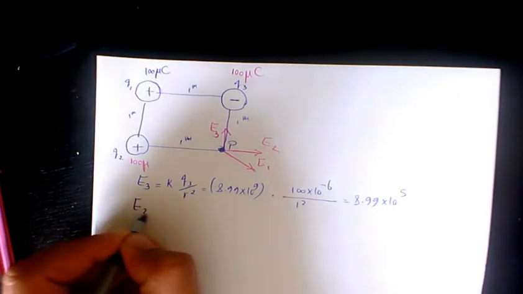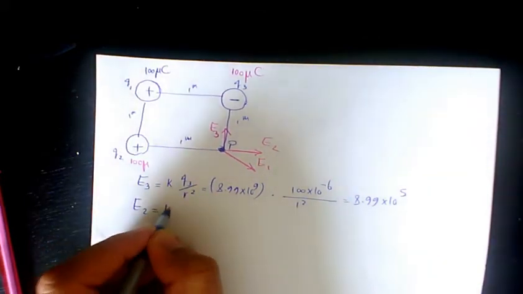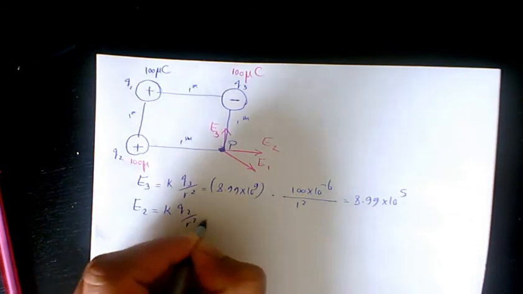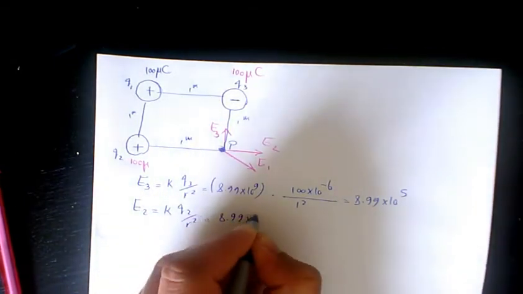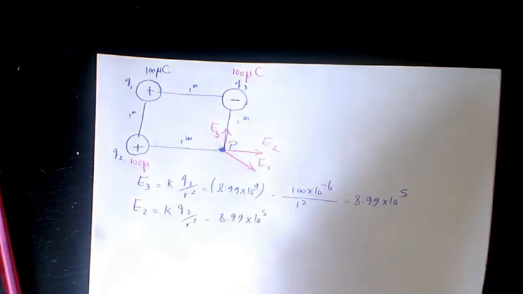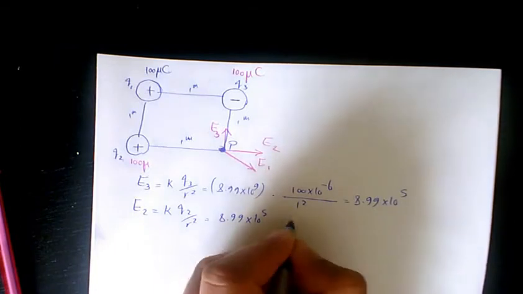And then next one we have E2. That's going to be exactly the same thing because the distance is the same and the charge is the same, so it's going to be 8.99 times 10 to the power of 5 newton per coulomb.